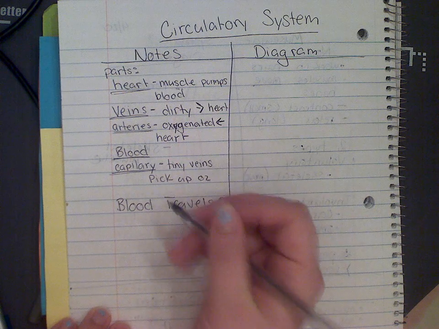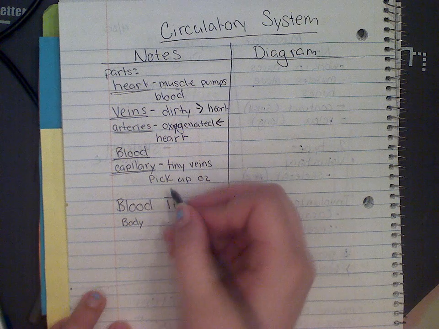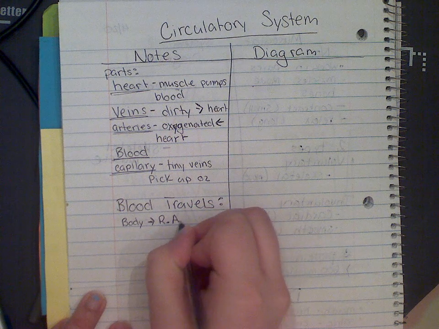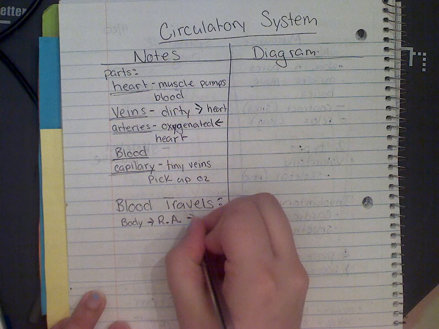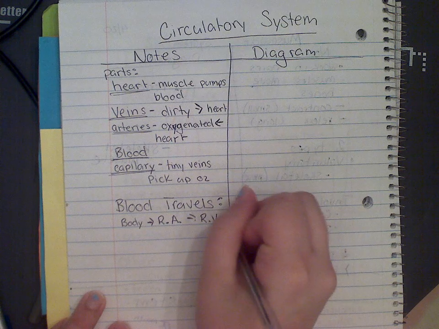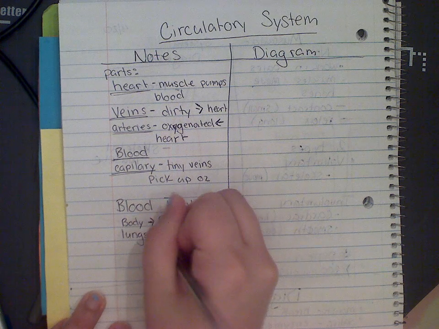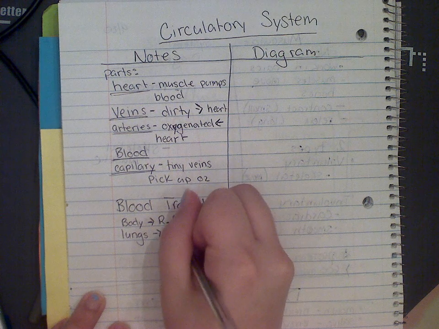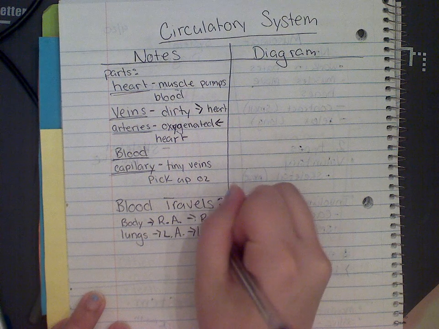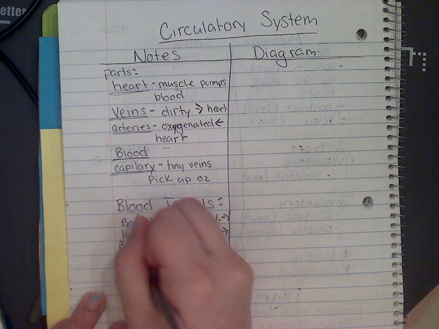So, the blood comes from your body, your toes, your brain, everywhere it's been, and it enters the right atrium, and then it travels to the right ventricle, and we'll draw a diagram of these in a minute. After the right ventricle, it goes to the lungs, then it comes back, it enters the left atrium, then it goes to the left ventricle, and then finally it exits back out to your body, and the whole cycle repeats again.